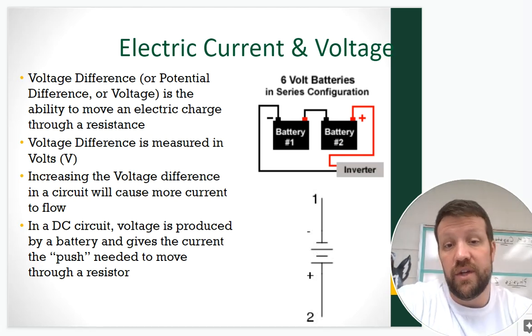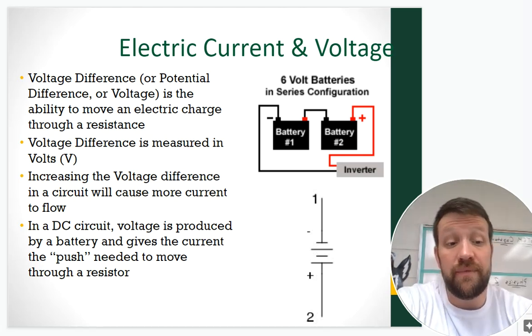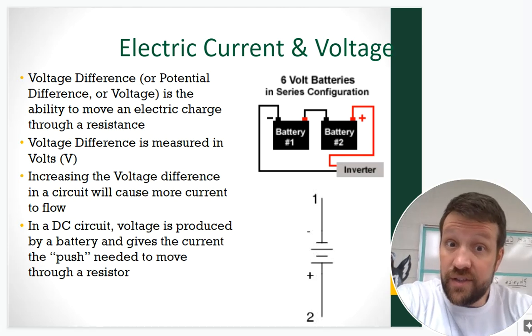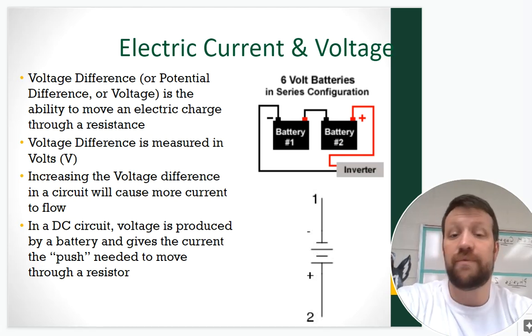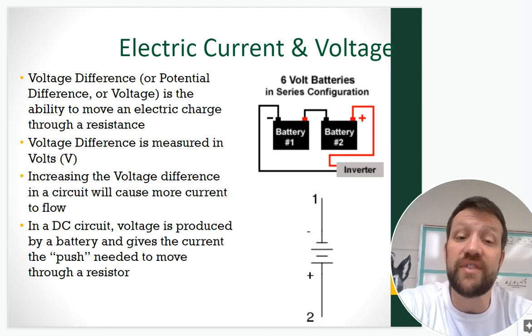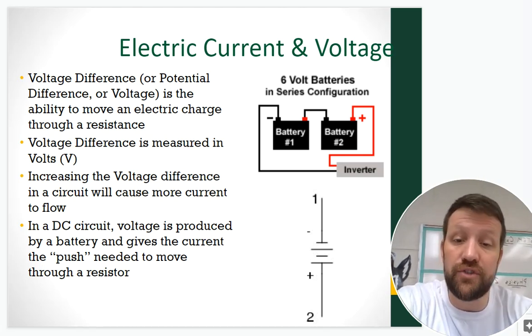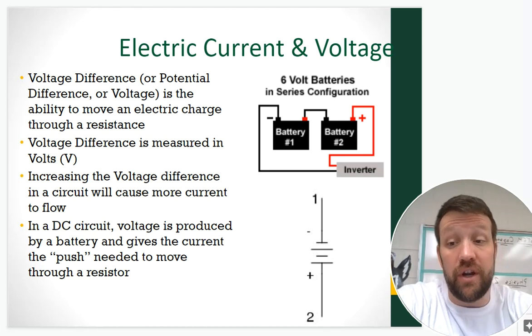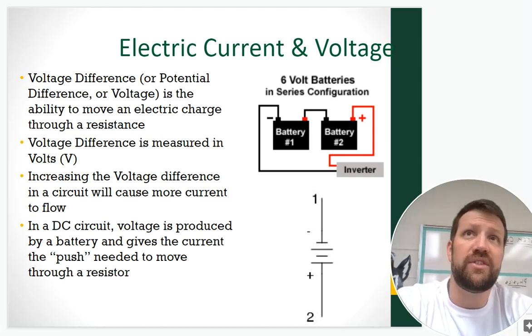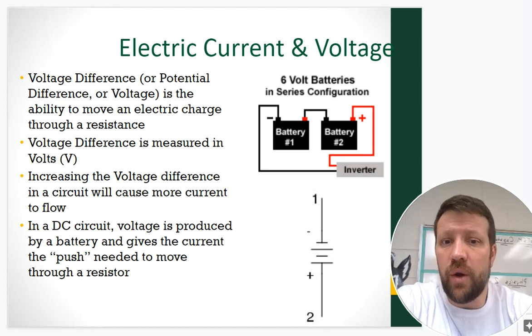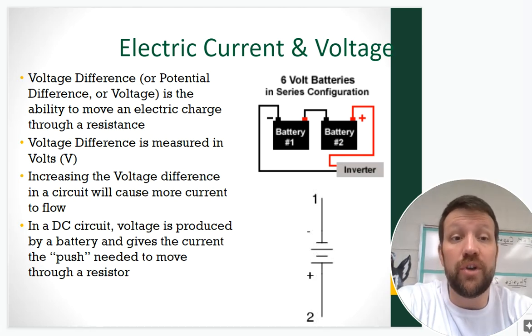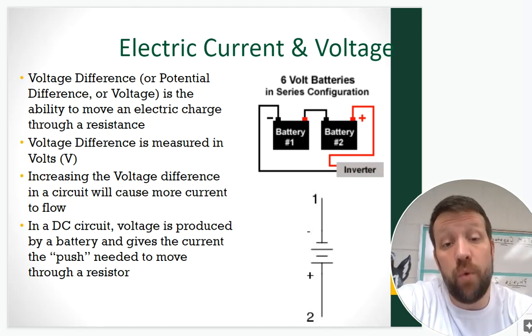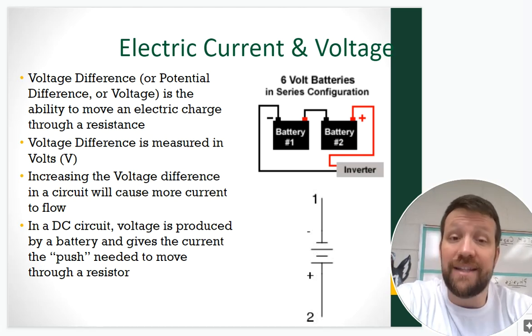So first things, voltage difference. We talked about potential difference in electrostatics, and so we know what that is to some degree, measured in volts. But voltage difference, potential difference, voltage, all the same thing. This is the ability to move an electric charge through a resistance. It is the push that drives this current. And we're going to make some similarities and some comparisons to water flowing and things like that coming up that will help you understand how all this works.